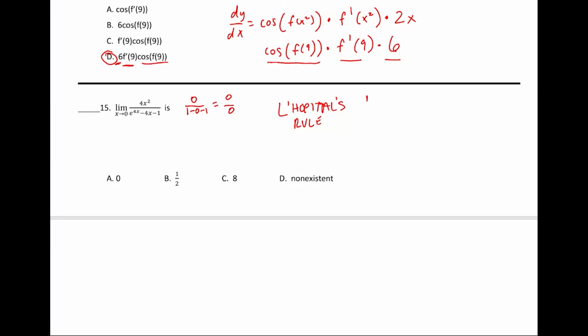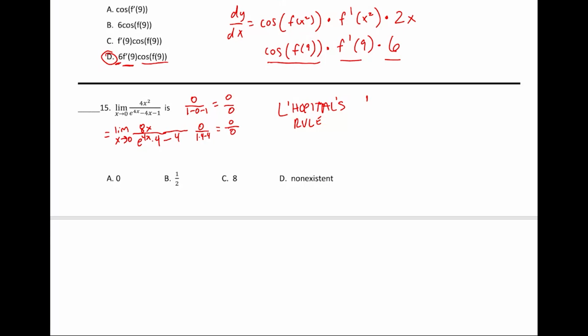So this limit is going to equal the limit as x approaches 0 of the derivative of the top over the derivative of the bottom. And then we'll try to use substitution one more time. The derivative of the top is going to be 8x. For the derivative of the bottom, we're going to have to use chain rule on the e to the 4x. So you have e to the 4x times the derivative of the inside, which is 4, minus the derivative of 4x, which is 4, and the derivative of negative 1 is 0. Now I'm going to try to plug in 0 again. So we got 0 over 1 times 4 minus 4. So this is still going to be a 0 over 0 scenario.